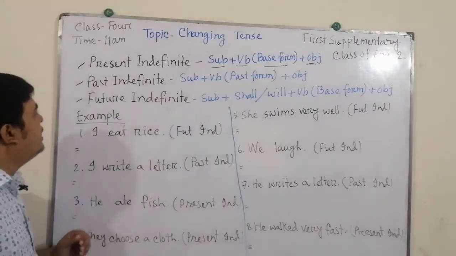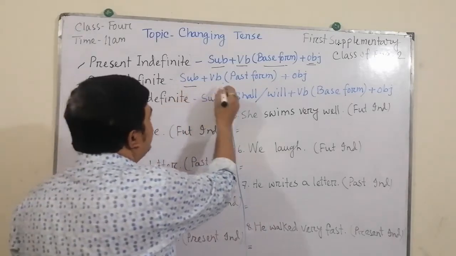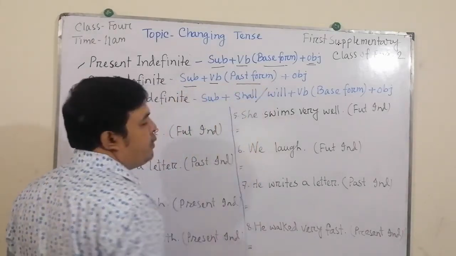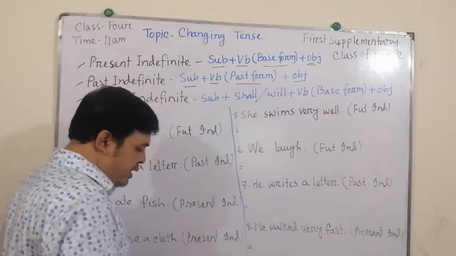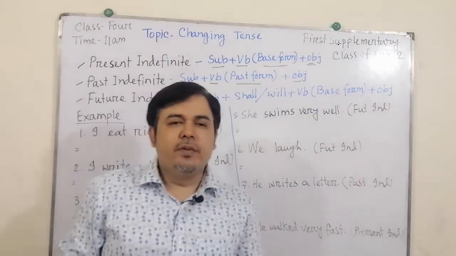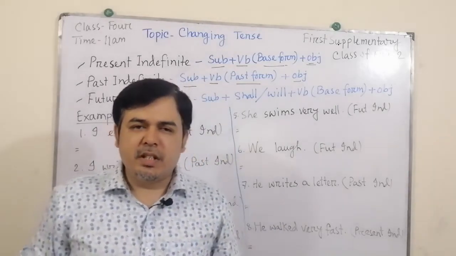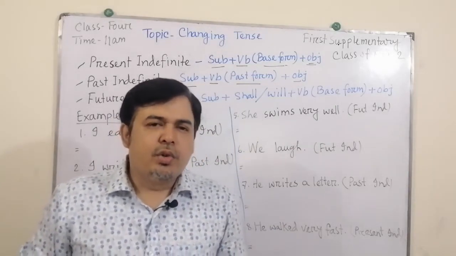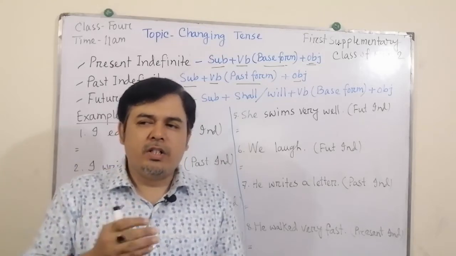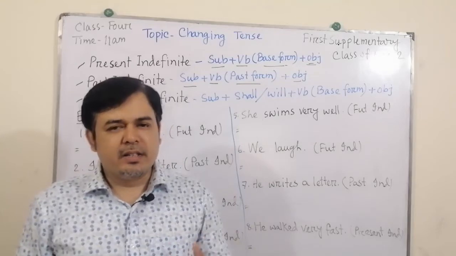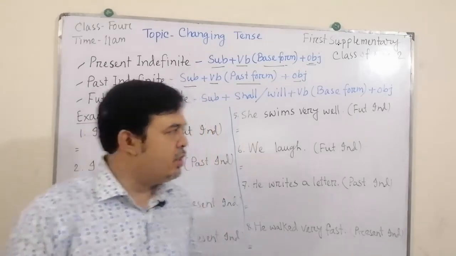Okay, and in the past indefinite tense, what can we see? Subject plus verb, past form, and then object. Okay, that is very much important. So if you don't know the conjugation of verb, how could you do past indefinite tense? It will be very tough for you. So you have to know the correct past form of the words given in the sentence. Clear? So you have to memorize the conjugation of verb.